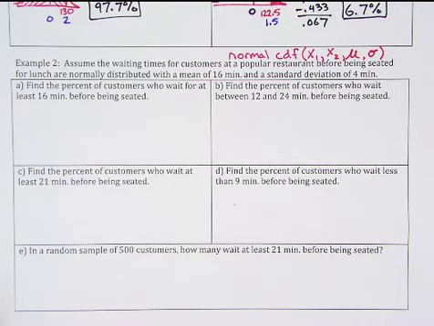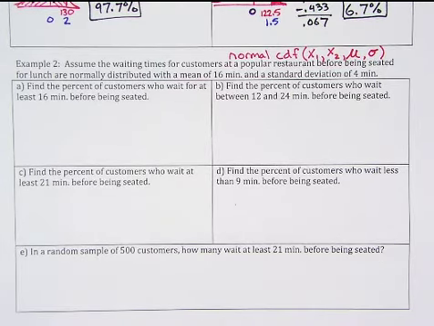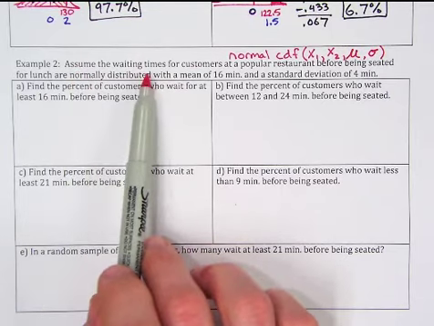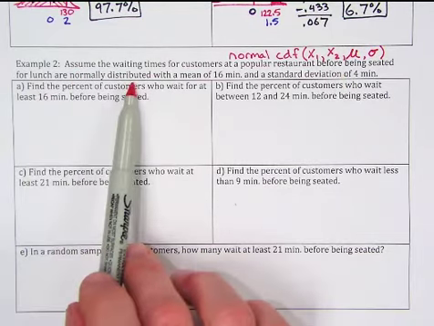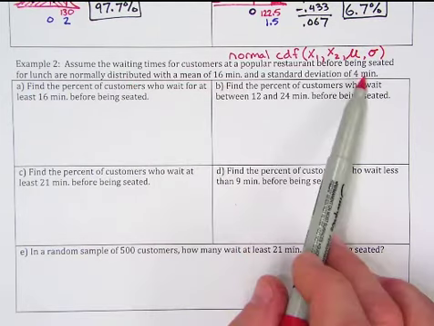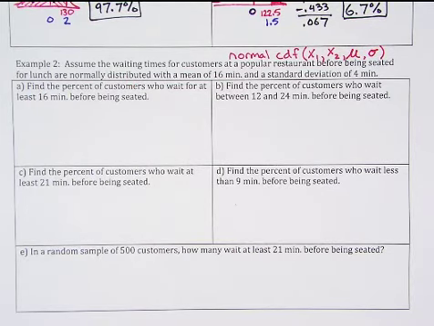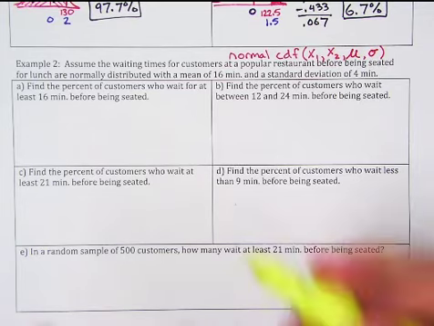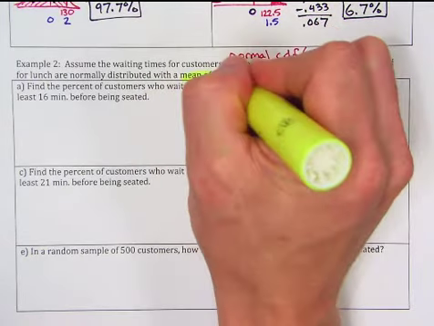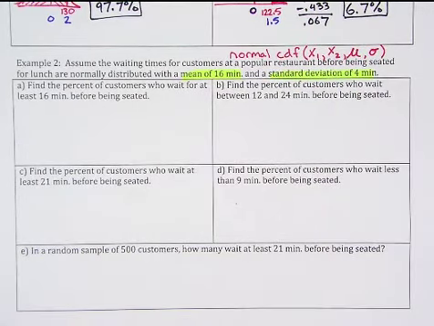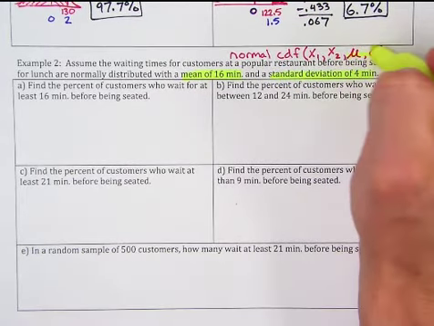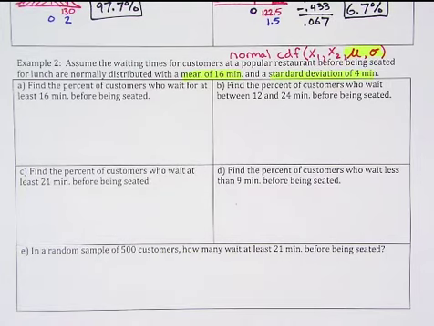Okay, so to be able to do these problems, I'd still like you to draw the pictures. It says, assume the waiting times for customers at a popular restaurant before being seated for lunch are normally distributed with a mean of 16 and a standard deviation of 4. Okay, so those are a couple things that you need. The mean is 16 and the standard deviation is 4. We're going to be using those right there.